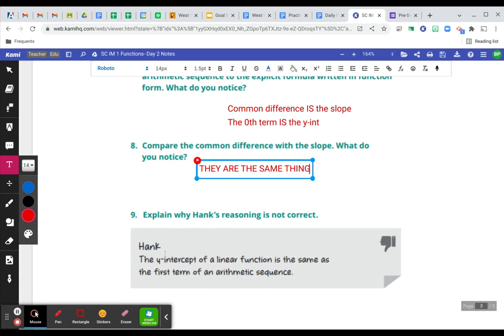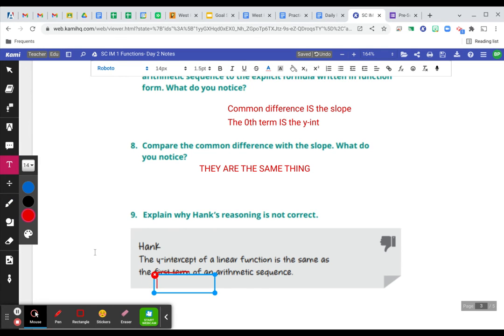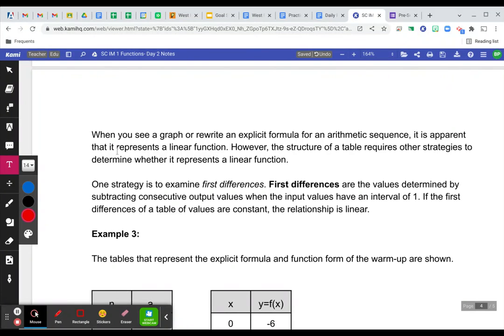Now our boy Hank here, he's talking about the y-intercept of a linear function, and he's saying that it's the same as the first term. Now think about this. This doesn't quite make sense. Come on, Hank. So actually, what he should say is the y-intercept of a linear function is not the same as the first term. The y-intercept of a linear function is the same as the 0th term of an arithmetic sequence. Okay, so the y-intercept is not actually the first term, it's the 0th term. Now I would read through this.